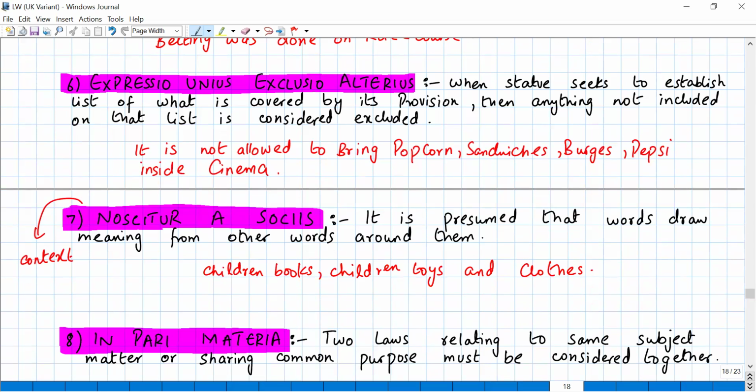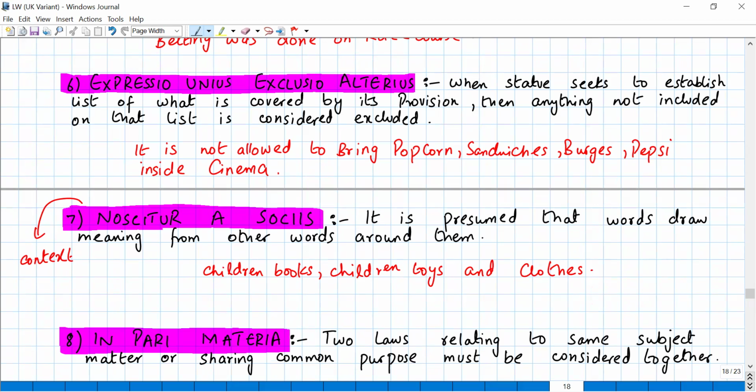Then is expressio unius exclusio alterius. When a statute seeks to establish a list of what is covered by its provision, then anything not included in the list is considered excluded. When a law is trying to establish the list of things covered by its provision, then anything not included in that list is considered excluded.